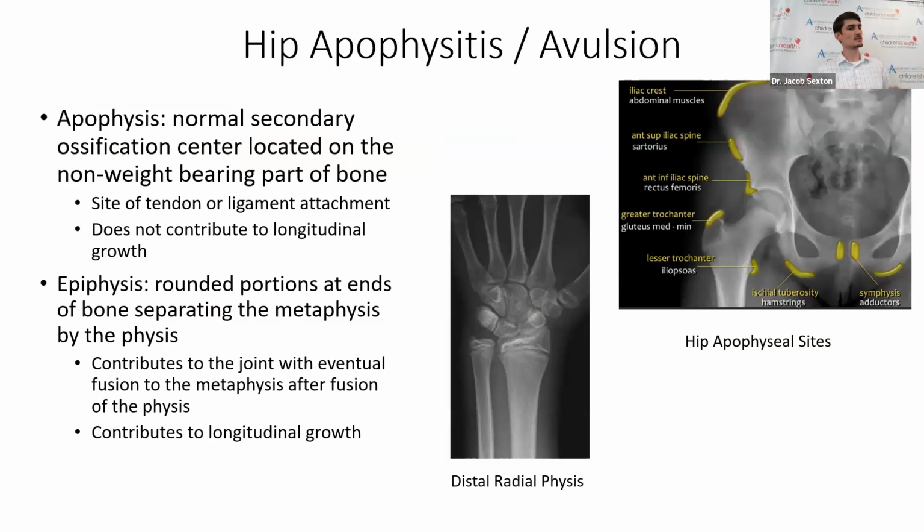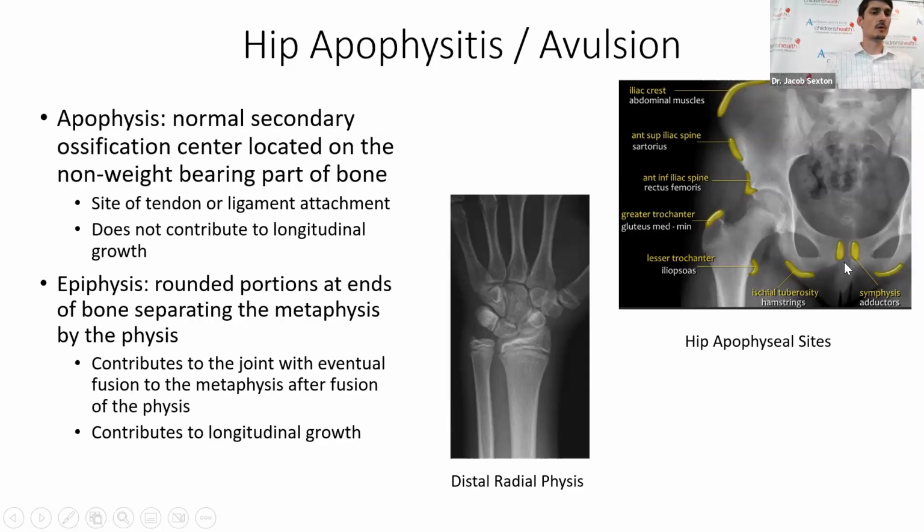Well, an apophysis is a normal secondary ossification center located on the non-weight bearing part of the bone. So if you look at the top right, the hip has a bunch of them. You have the iliac crest for your attachment of your abdominal muscles, your ASIS for your sartorius, the AIIS for your rectus femoris, greater trochanter for your hip abductors, your ischium for your hamstrings, and then the lesser trochanter for the iliopsoas, and then your adductors at the pubic symphysis.